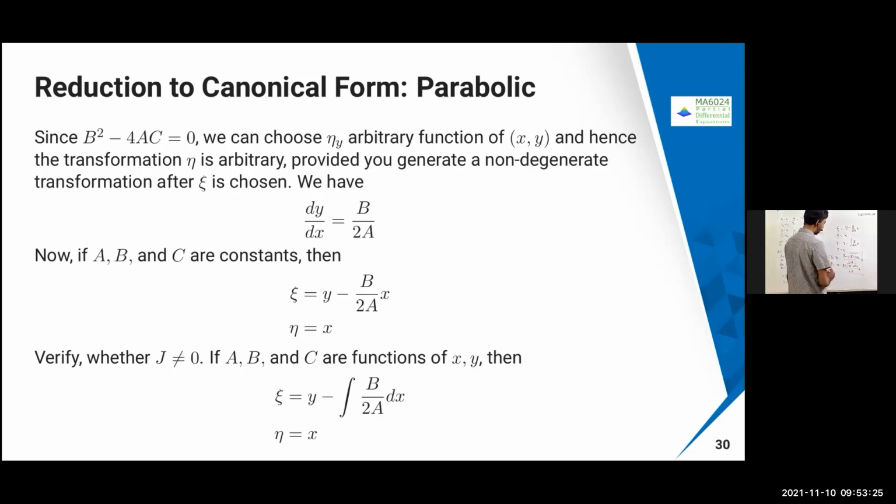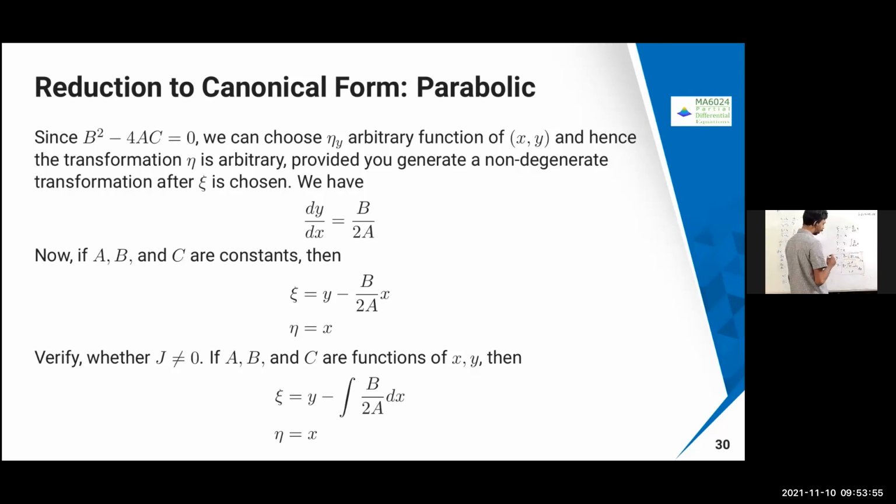In the case of hyperbolic, you are going to choose this one. In the case of functions of x, you are going to take the integration. If it is a constant, the term comes out of the integral and you simply get x. This is the general formula you have to remember: chi equal to y minus the integral of the root of b square minus 4ac by 2a dx. So that is going to be there.